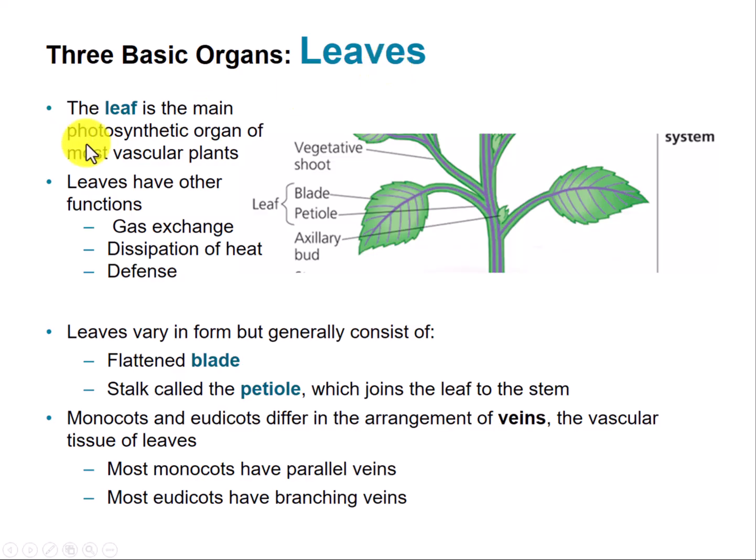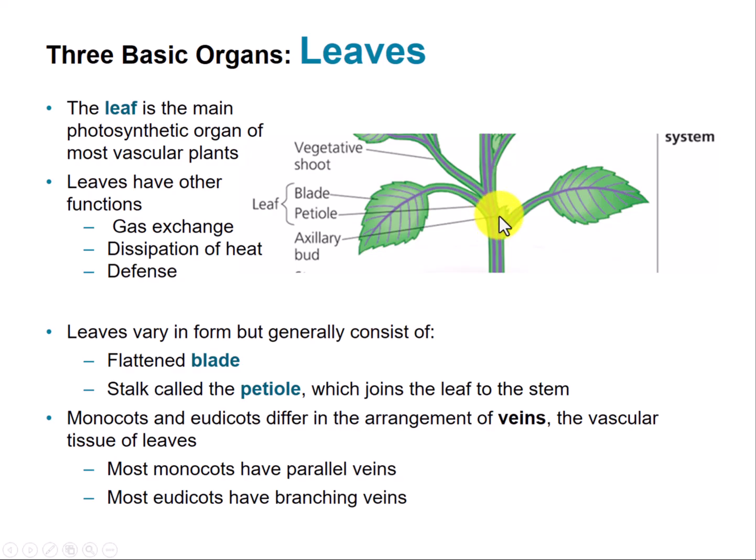Now our leaves. The leaf is the main photosynthetic organ of our vascular plants. And so leaves have other functions: gas exchange, dissipation of heat, and defense. They actually have modifications to them that will prevent insects from eating them. To enhance surface area for photosynthesis, they have a flattened blade. They have a stalk called a petiole. And so here is the petiole going out to the blade. And together, the petiole and the blade are the leaf.